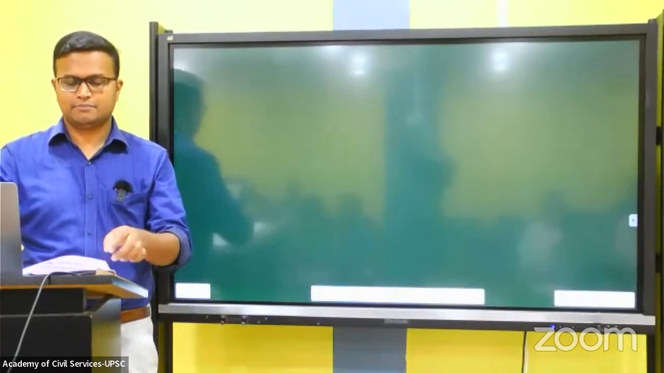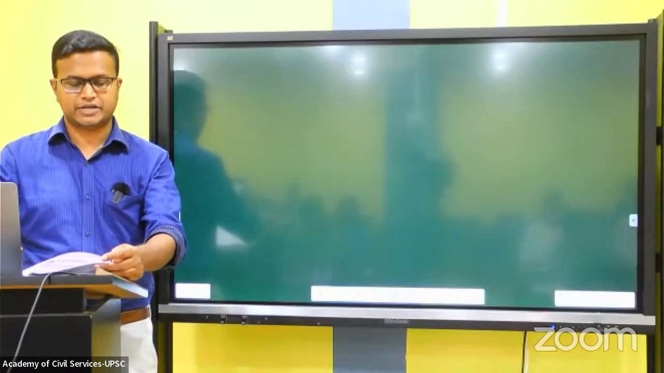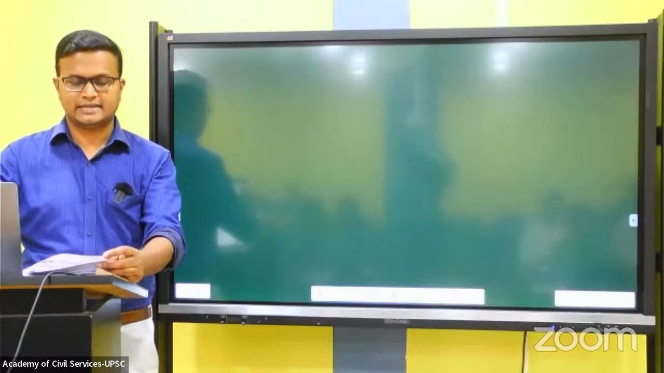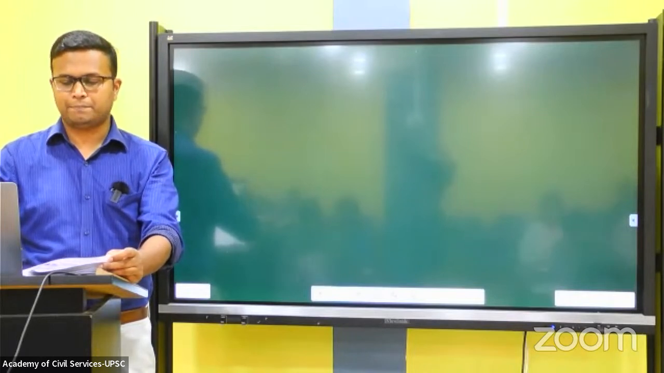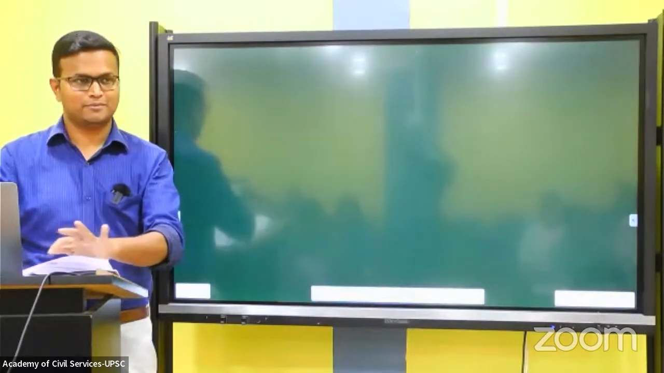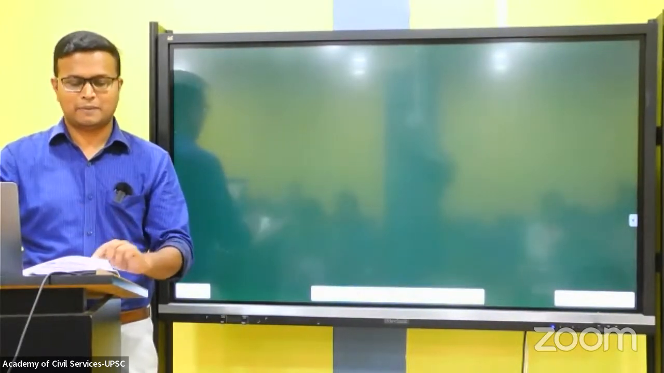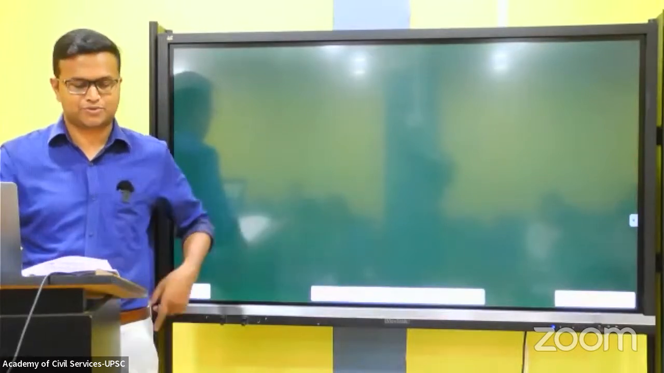Now, in the material, there is a small error. You can see the second sentence under ethics in public administration: following are the code of ethics for public administration as prepared by the American Society of Public Administration. That sentence went above. Now this ASPA, the American Society of Public Administration, has made the code of ethics.